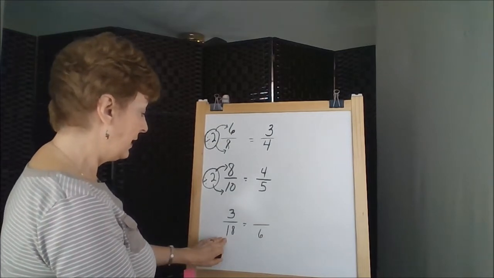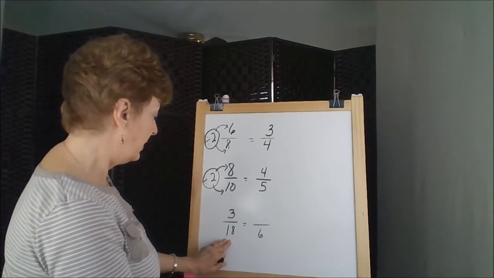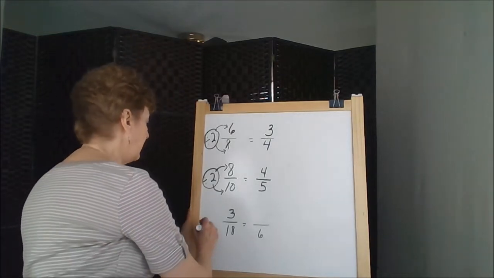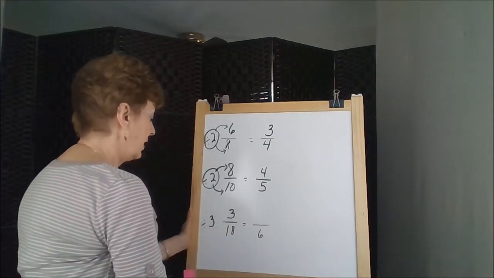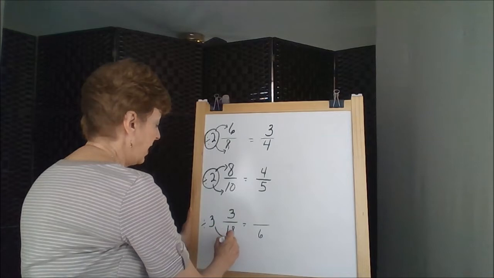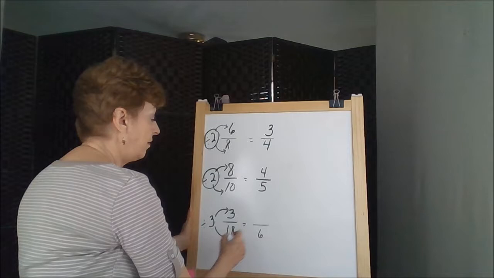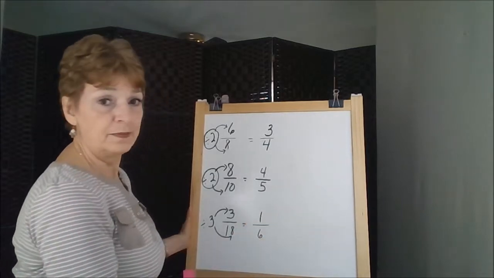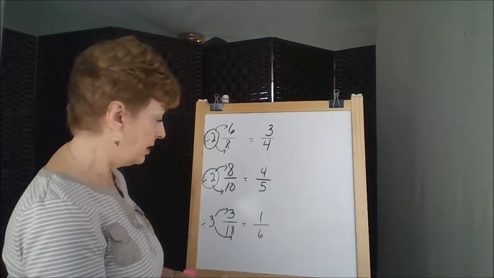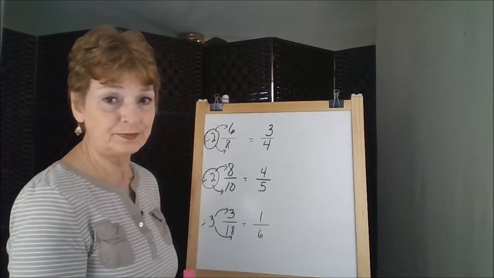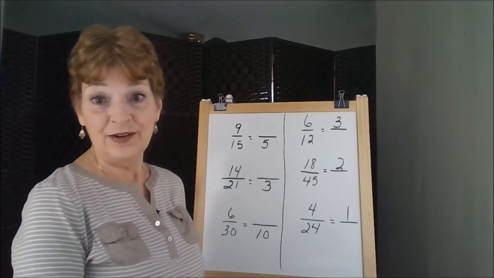How about 18 to 6? 18 divided by what number gives us 6? 3 divides into 18 6 times. 3 divides into itself once. Those are equivalent fractions, this time getting smaller. And we do that through division. Here are a few more examples.